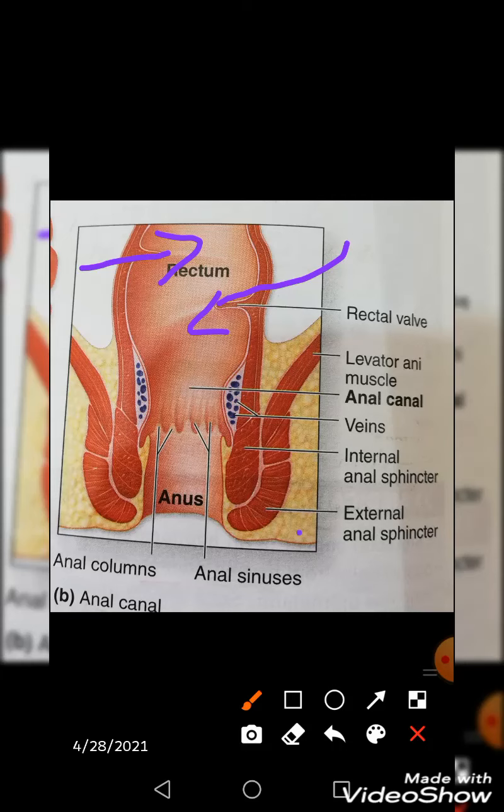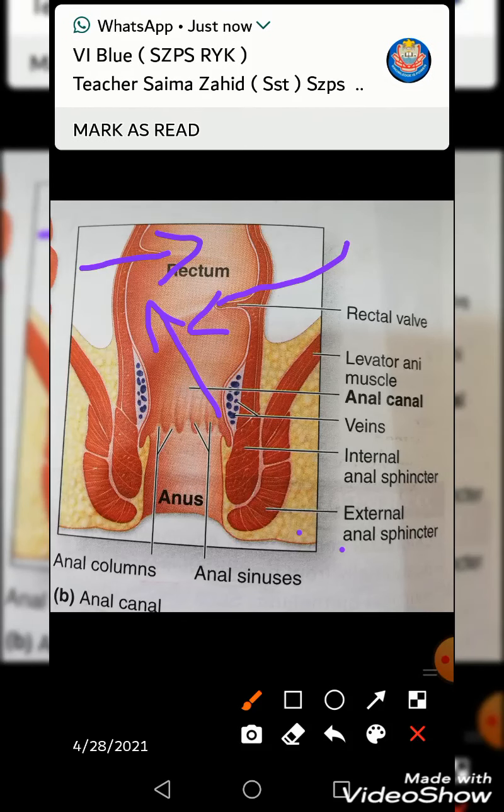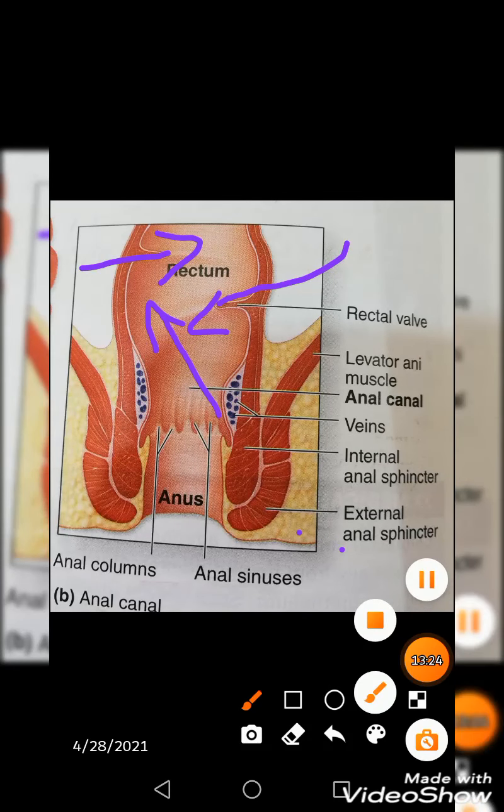Definitely the things that are not present here are the tinea coli, which is not a part of it, and the appendices epiploicae are not a part of it. And definitely all the features which you expect in the small intestine are not here, like villi and plica circularis, and you can visualize the thing we have to learn.